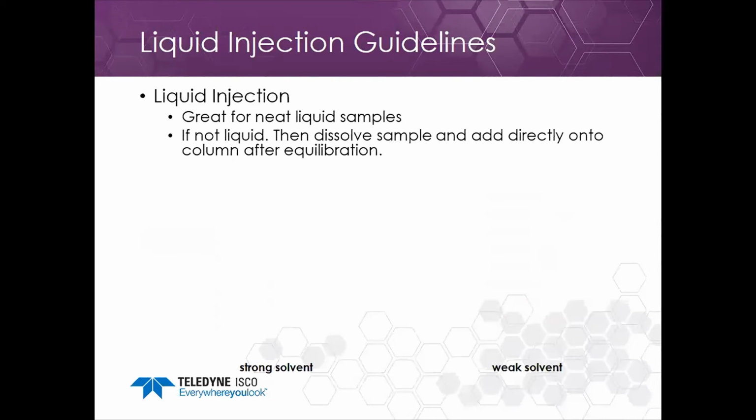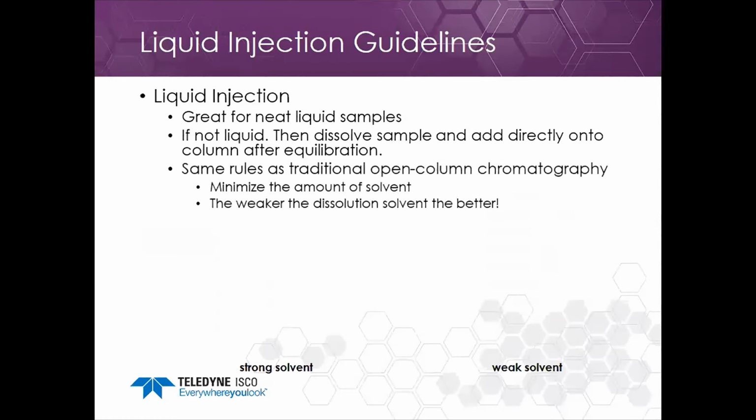If the compound's a solid and it's not a liquid, then maybe you're dissolving the sample in a little bit of a weak solvent to add directly onto the column after you've done your equilibration. And like I said, the same rules apply as traditional column chromatography. You want to minimize the amount of solvent, and you want to use the weakest dissolution solvent you can get away with. So the weaker the solvent, the better, and the less of it you use, the better.